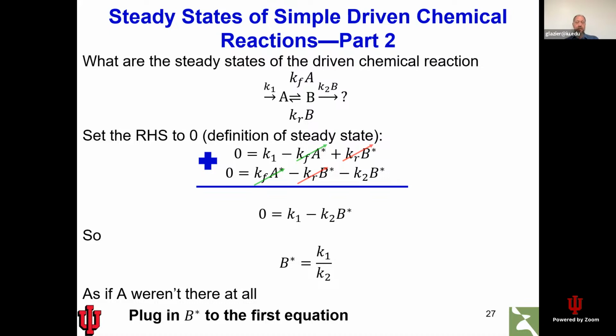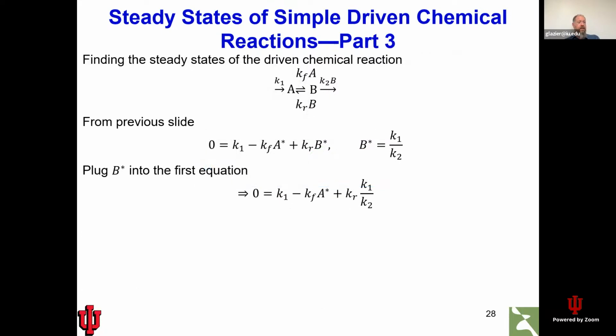The other thing you'll notice here is that B star does not depend on how much A or B I started with. Basically, because I'm destroying, because of that K2B decay, the system forgets how much A and B I started with. The final amount does not depend on how much I started with. I think that's not something that's immediately natural to people. I think it's worth thinking about that a little bit. Basically, the system flushes out its initial state. The final state is independent of the initial state. So that was a good question.